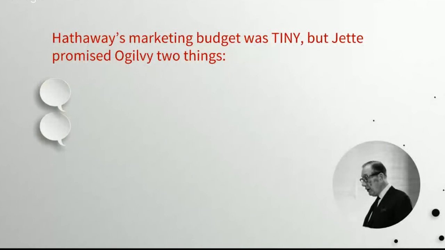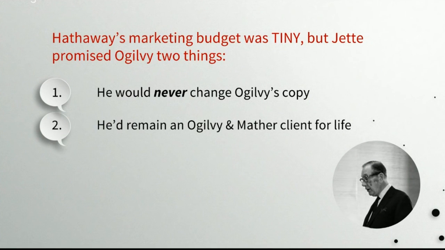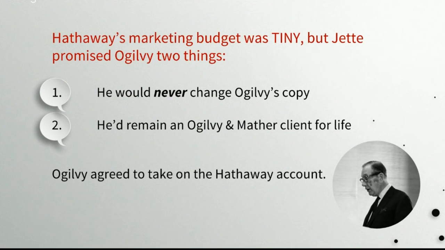Hathaway had a very small marketing budget. It was the kind of marketing budget that would normally be overlooked by Ogilvy, but Elton Jett was smart enough to approach Ogilvy and say he would give him 2 guarantees, saying that he would never change Ogilvy's copy and that he would remain an Ogilvy and Mather client for life. And that was enough to get Ogilvy on board. He agreed to take on the Hathaway account.